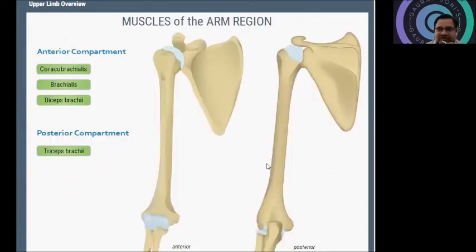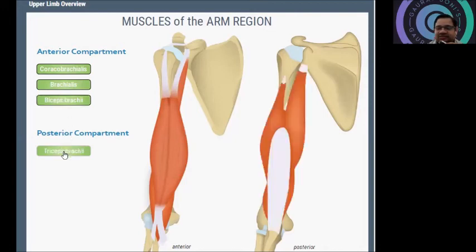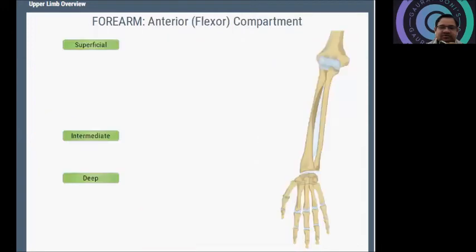Then come the muscles of the arm region. So there are anterior compartment and posterior compartment. In the anterior compartment, there are three muscles: coracobrachialis, brachialis, and biceps brachii. So biceps brachii, as the name suggests, is two-headed, and this is the muscle which is maximally doing your flexion part. On the posterior side, there is triceps. It will have three heads, and it will be the muscle which is the antagonist of the biceps brachii.